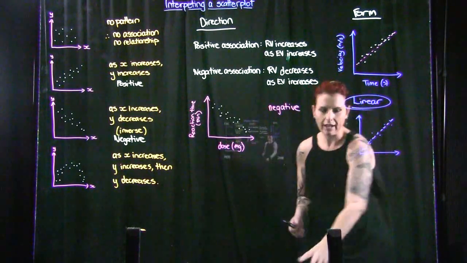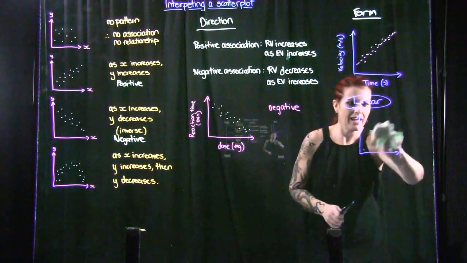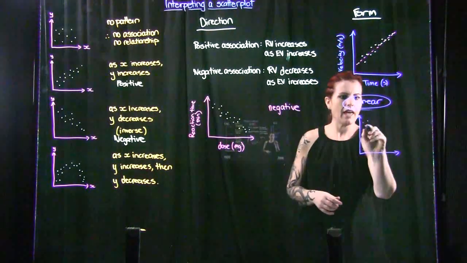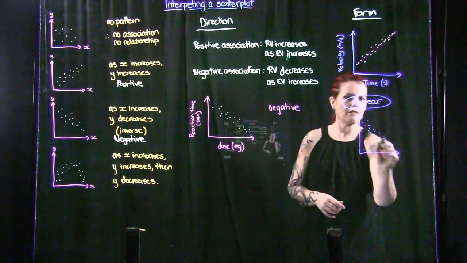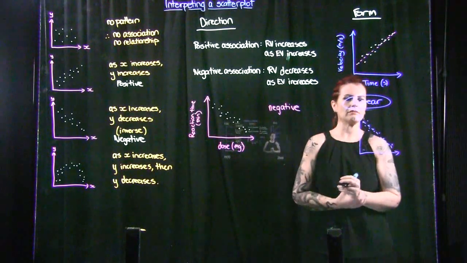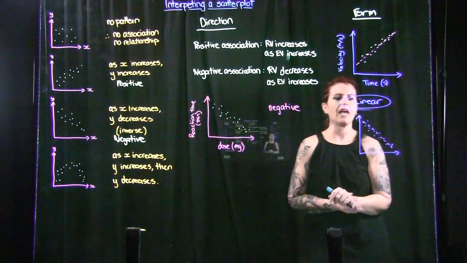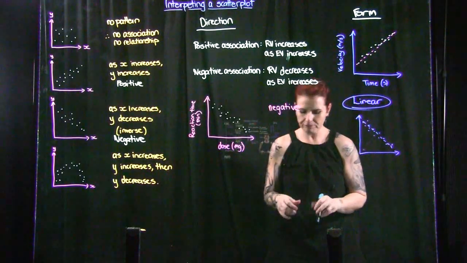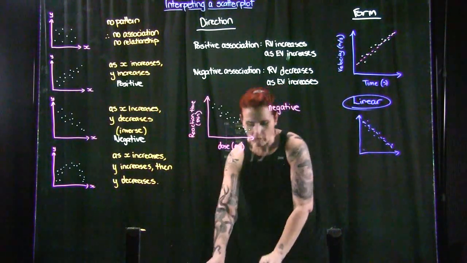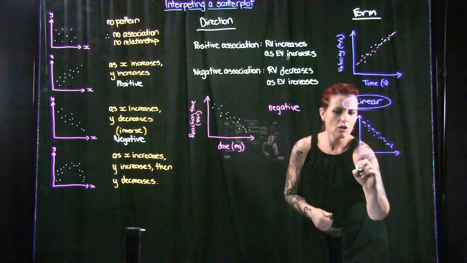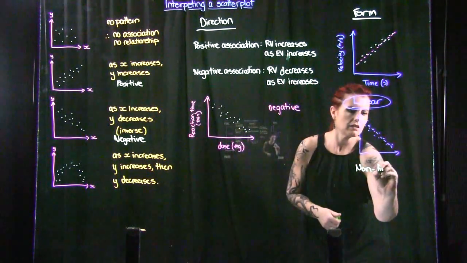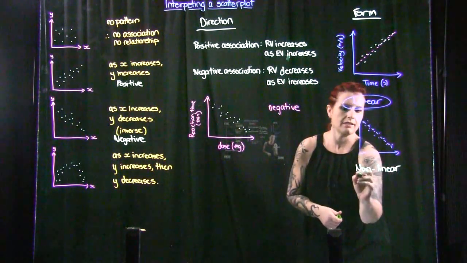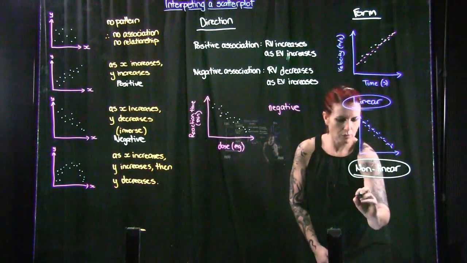This one down here, oh, I actually did that round the wrong way, didn't I? This one down here could be linear and negative. So again, linear straight down, but a negative association. Either way, linear means that there's a straight line through the data points. The last one though is non-linear. So non-linear looks like this. Let's draw one down here.